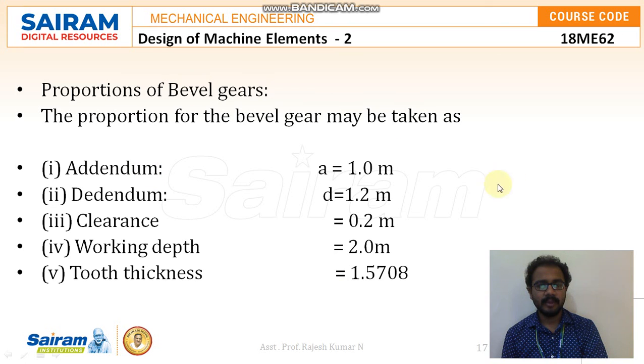So these proportions of the bevel gear may be taken from the data handbook. In case you get different values, we can go with those as well. Here m indicates the module. So if I am talking about a equal to 1.0 m, based on the module value, for example 3 or 4, we can find the addendum value and everything else. The tooth thickness is not dependent on the module value, but the addendum, dedendum, clearance and working depth all depend on the module value.